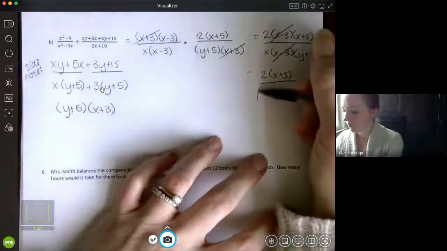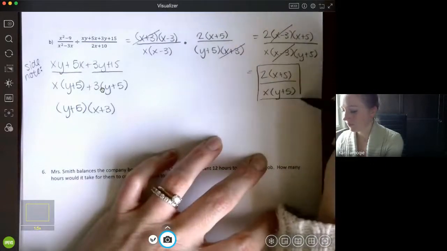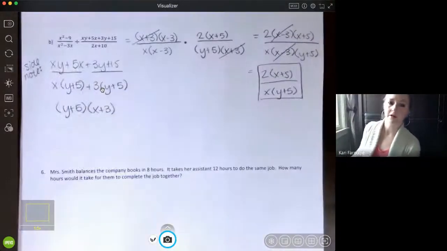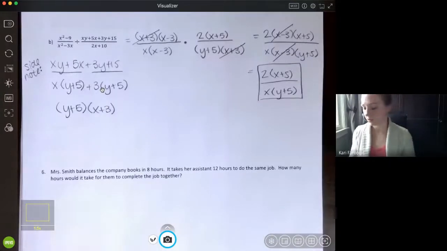Okay. Leave it factored. That's fine. I would hate for you to expand it and end up screwing something up there. Any questions on 5B?